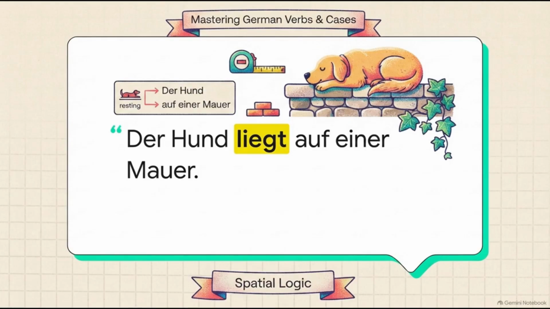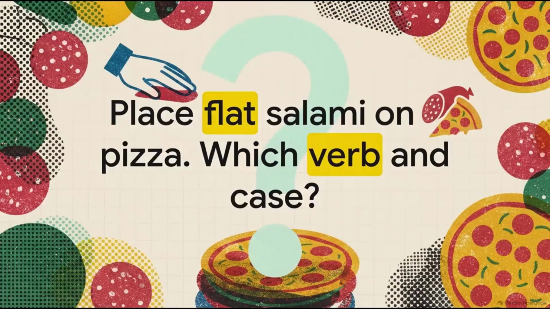case, auf einer Mauer. Because die Mauer is feminine, in the dative resting case, it becomes einer Mauer. Der Hund liegt auf einer Mauer. Love it! Let's get a little hungry for scenario 4.